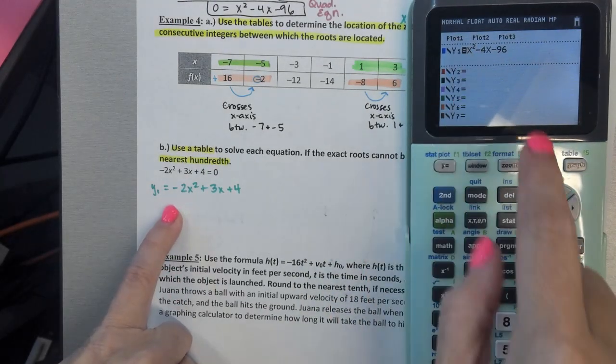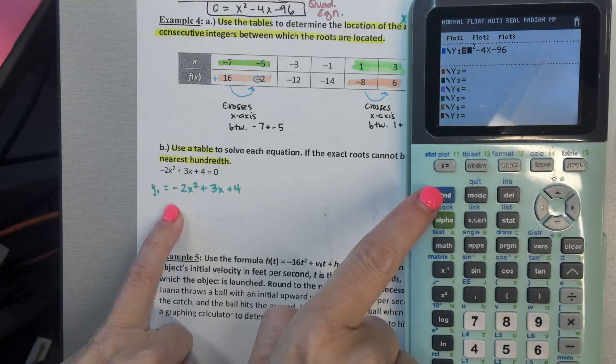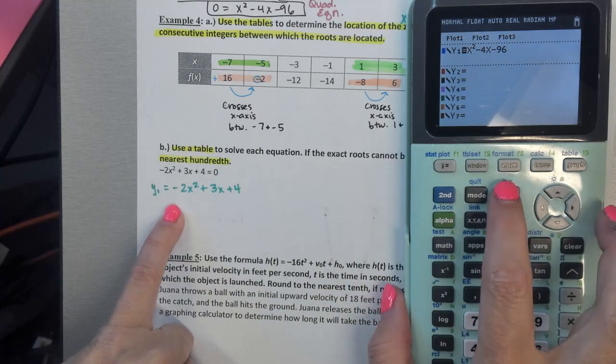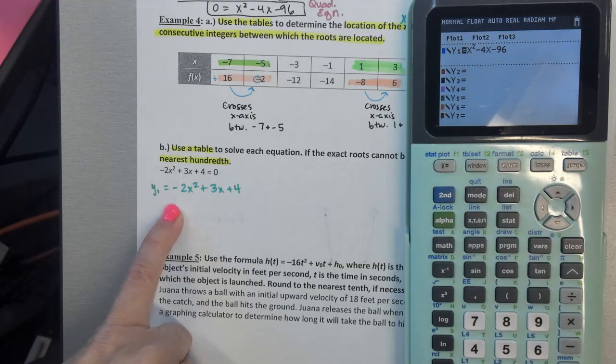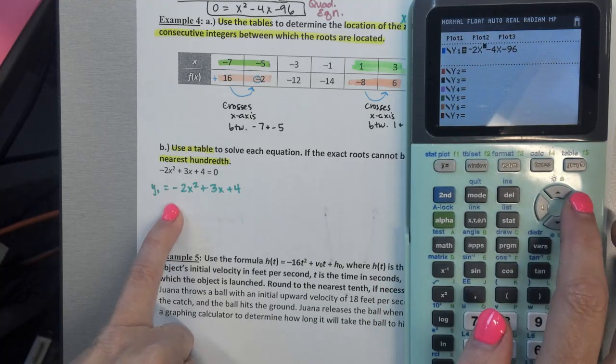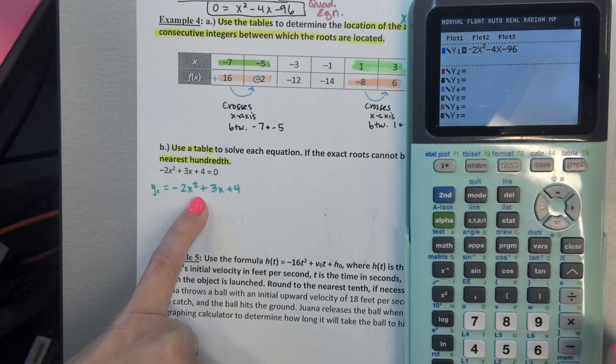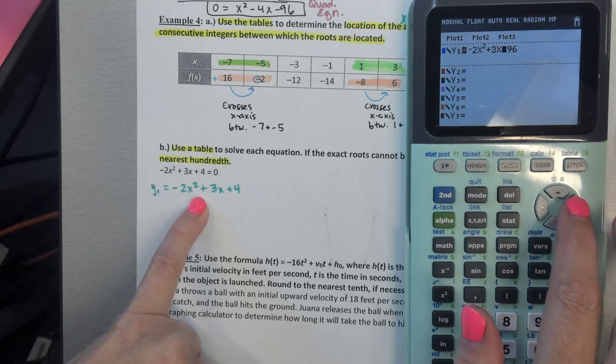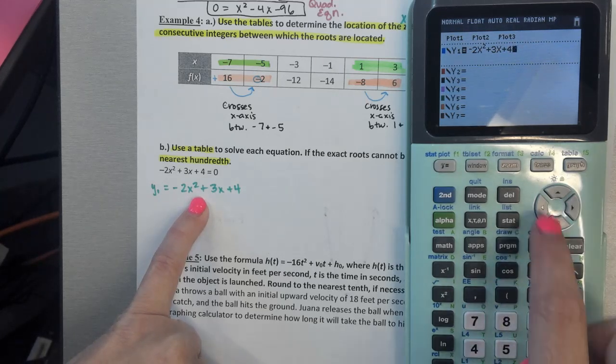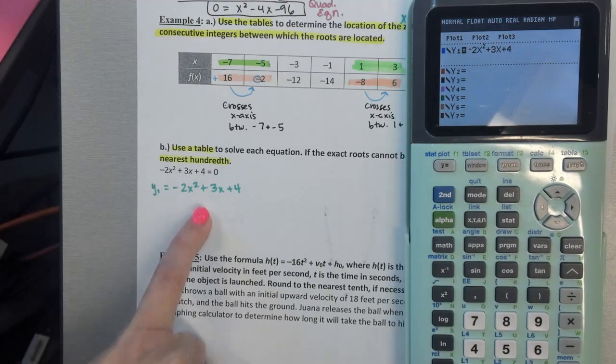Oh, and if you want to insert something in front, you can go to second, and then above the delete key is INS, which means insert. So you could do -2 if you didn't want to type the x squared again. You could do plus 3x plus 4, and then we would just have to delete the 6 there.